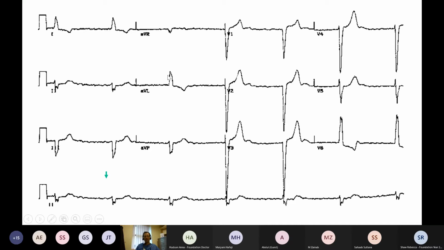So Rizwan has said paced rhythm. No, this is not paced. Good thought, but no. With paced rhythms, you often can see a little pacing spike. Not always. LVH, yes, there's left ventricular hypertrophy on this ECG. Dr. Al has suggested Mobitz type 2, so it's a good thought. I mean, the rate would fit with Mobitz type 2, but tell me about the P waves.